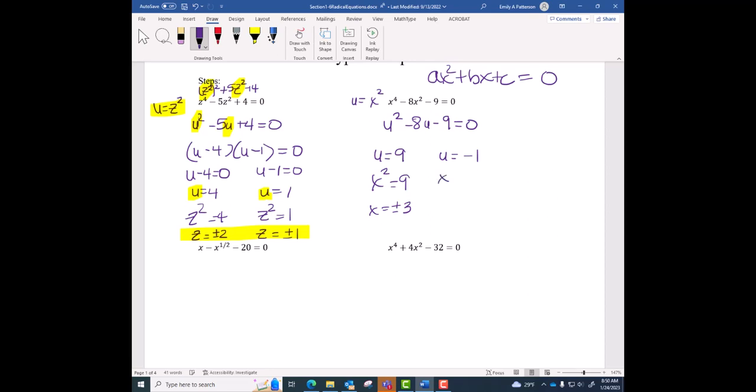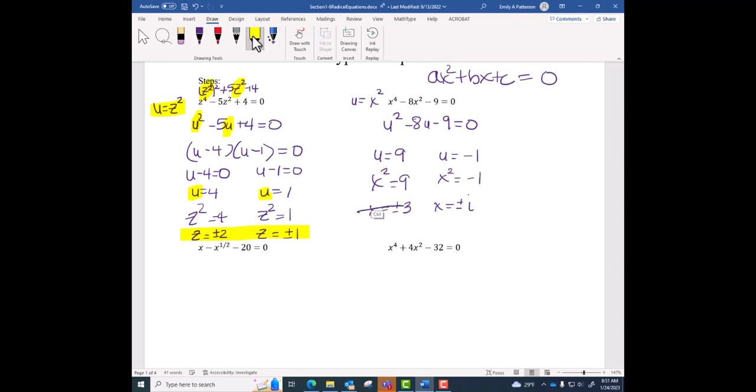Doing this over here, u is equal to negative 1, so that means x squared is equal to negative 1. When we take the square root of both sides, remember the square root of negative 1 is i. So x is equal to positive or negative i. And again, this is your answer here.